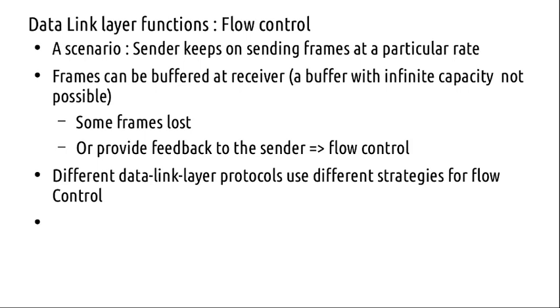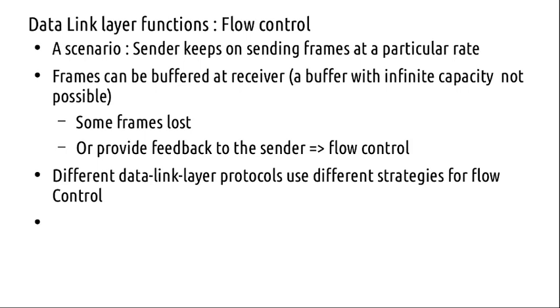We'll illustrate with a simple example. Say you have a sender which keeps on sending frames at some particular rate. Now the receiver may not always be ready. We'll assume an ideal situation where the receiver is always ready, receiving those frames and putting them in a buffer. But you cannot buffer an infinite number of frames. Because there is a limit to buffering, there may be a chance of some frames getting lost, which means you have data loss.